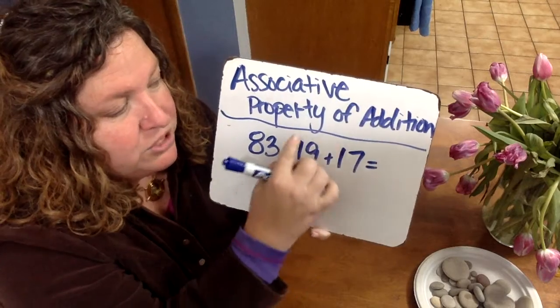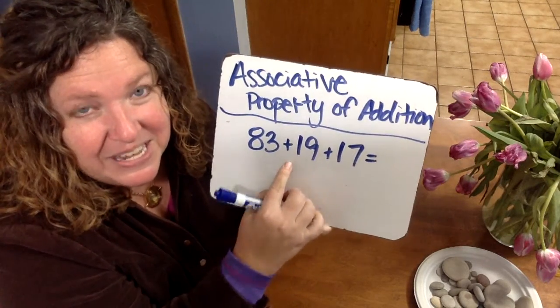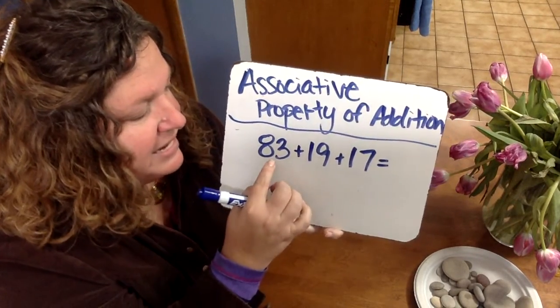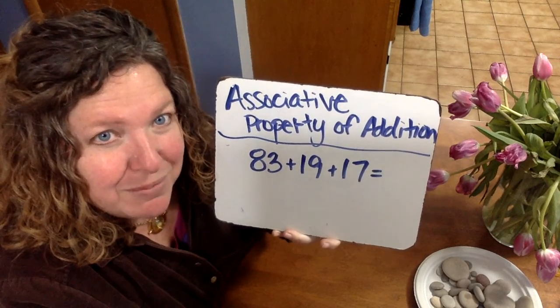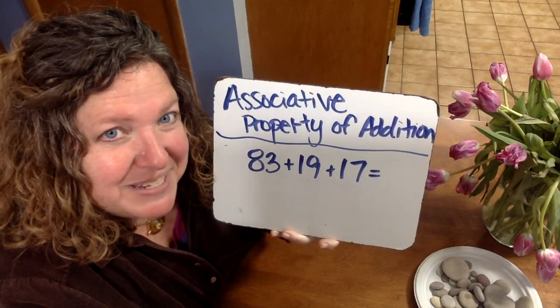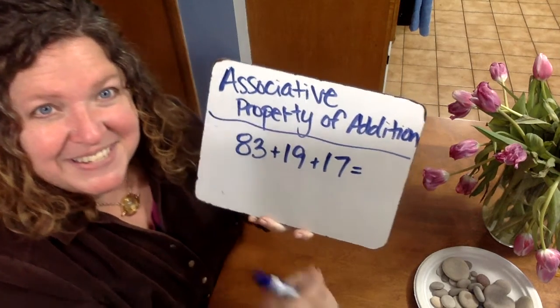commuted those two numbers, 19 and 17, so that then we could associate the 83 and the 17 together before we did the rest of the problem? What would happen if we did that? Let's take a look.